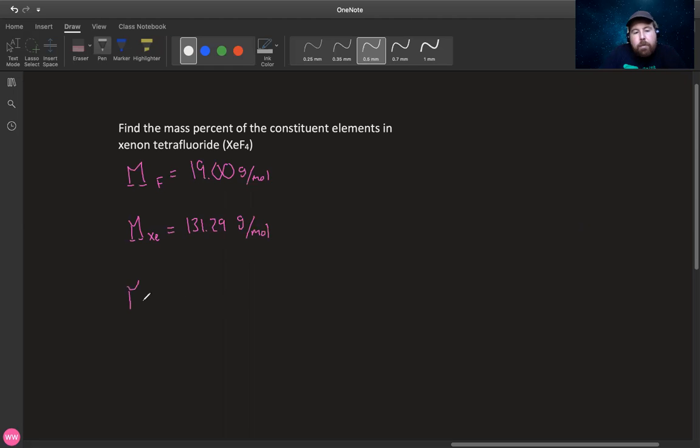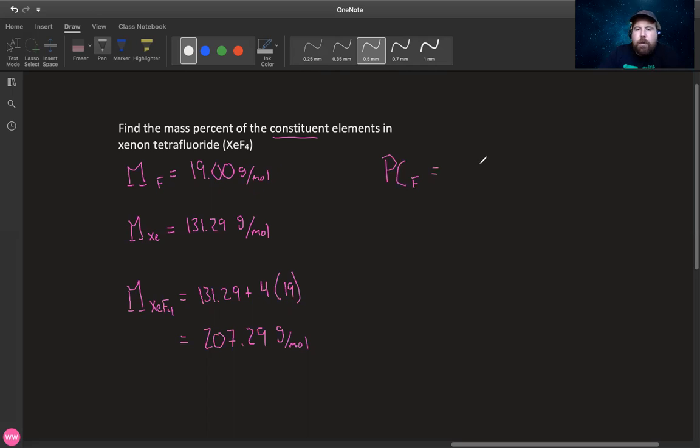And with our formula, we're going to need the molar mass of xenon tetrafluoride, so it's XeF4. Hopefully you guys remember to do this. There's one Xe and four fluorines here. So 131.29 plus 4 times 19.00. And this gets us the molar mass of 207.29 grams per mole. So we want to find the mass percent of the constituent elements. The word constituent just means the elements that make this up. So we're going to find the percent composition for fluorine and the percent composition for xenon.